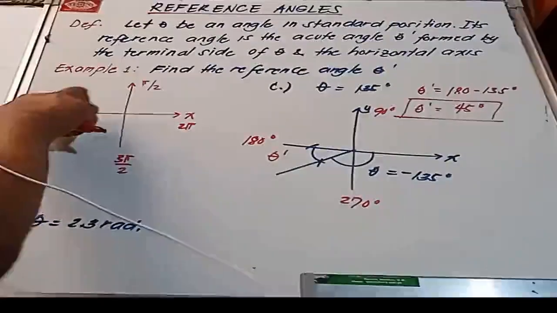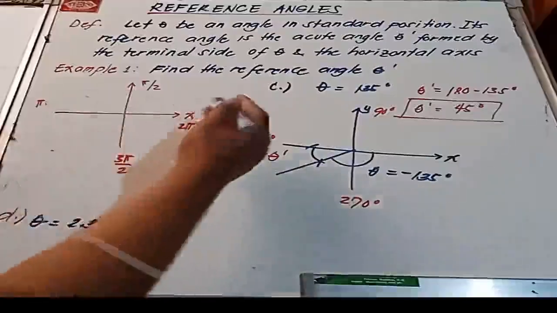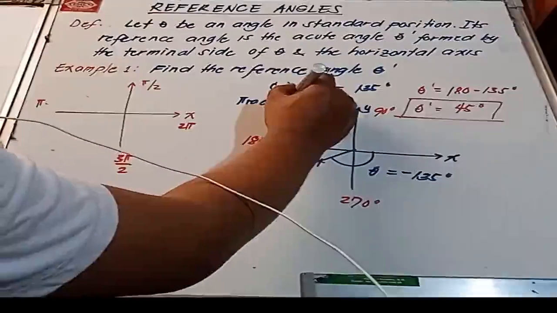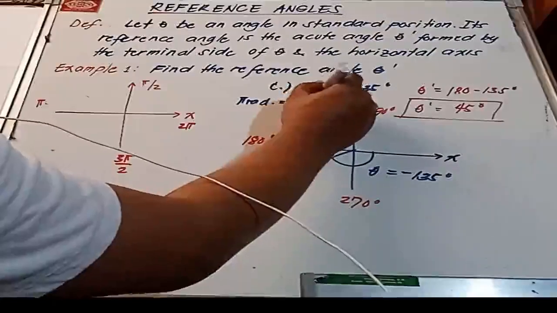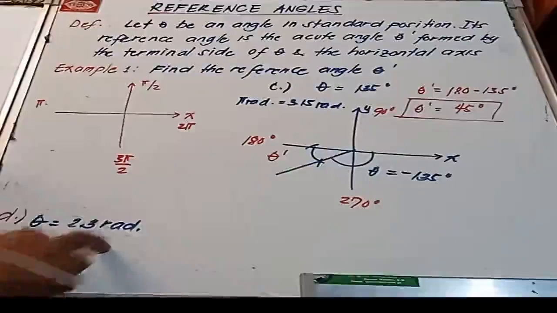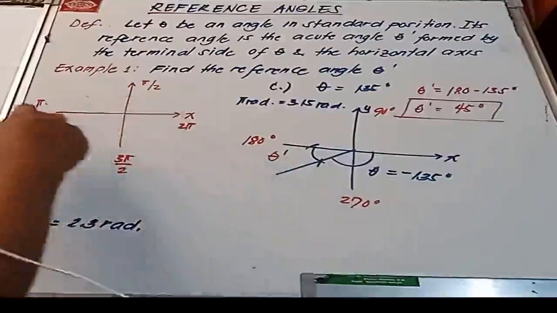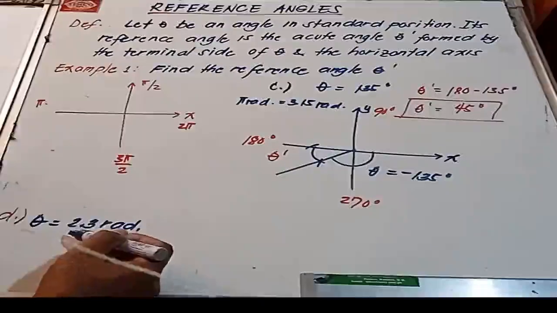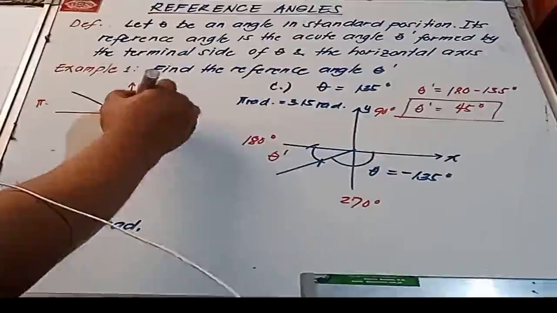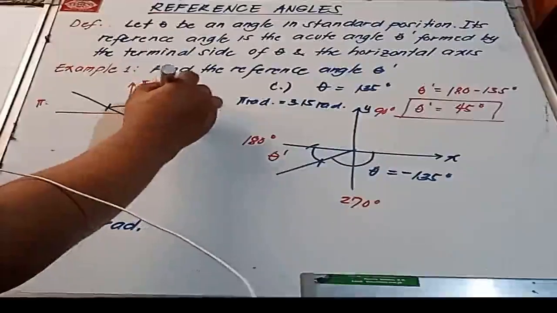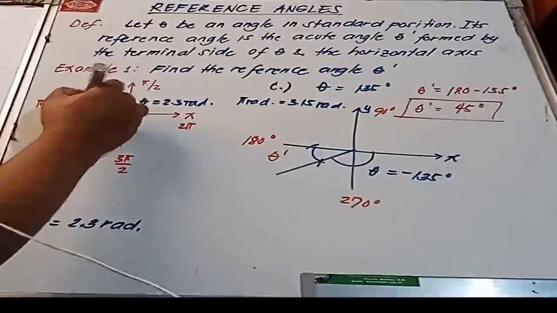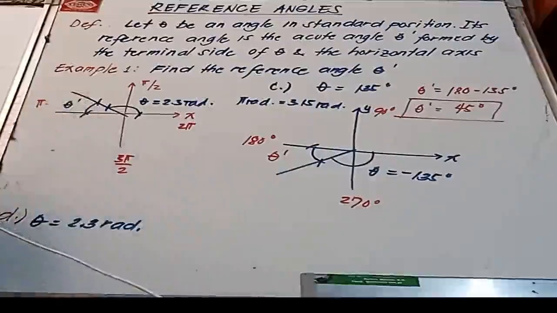Okay? Lagay ko dito para maintindihan. Pi radian is equal to 3.14 or 3.15 radian, no? So si 2.3 is less than 3.15 radian. So therefore, the terminal side of this angle in standard position is somewhere here. So ito yung ating theta na 2.3. While yung ating angle in standard position na ito, this is theta prime. Okay?